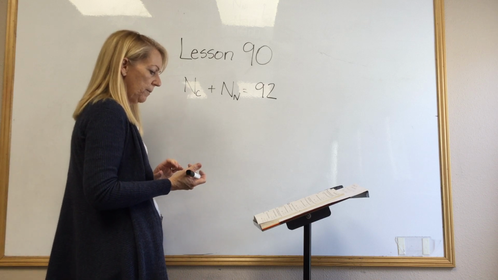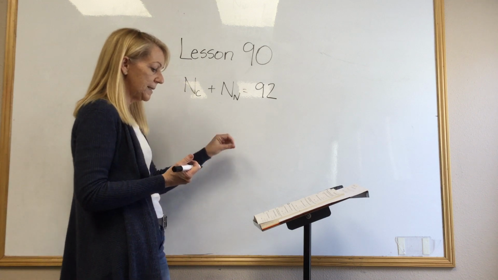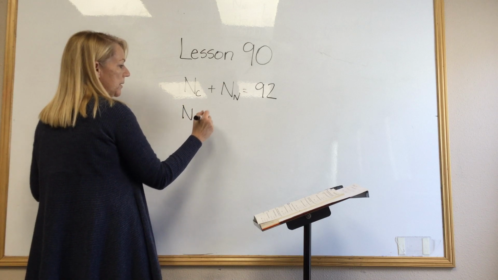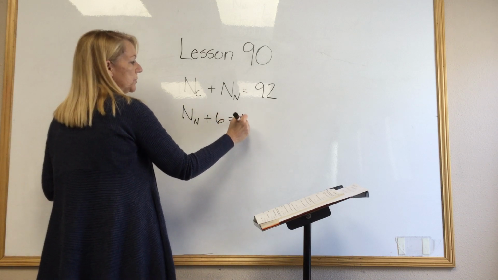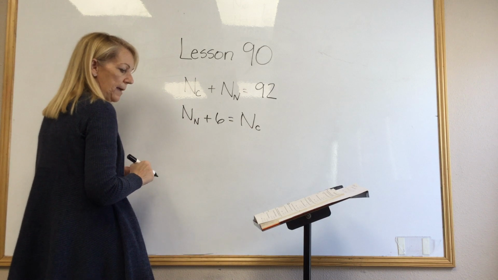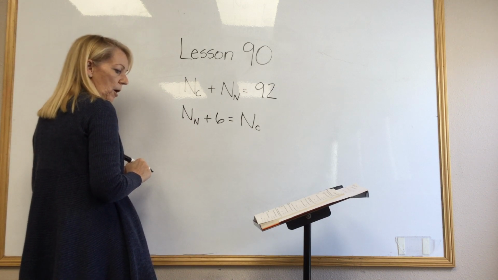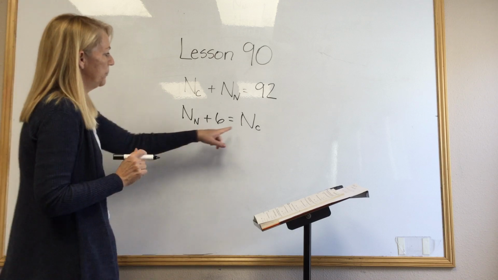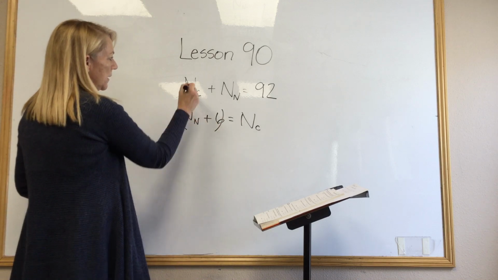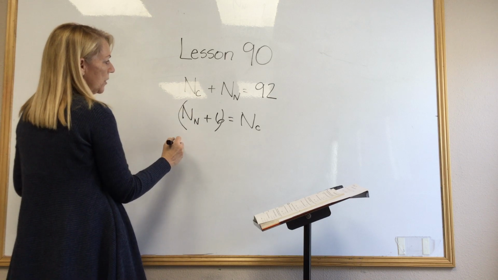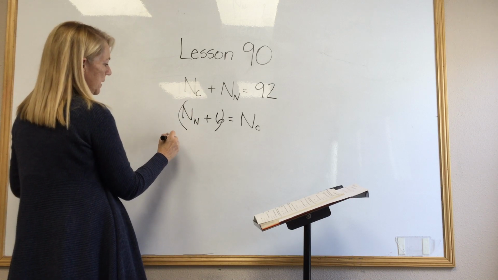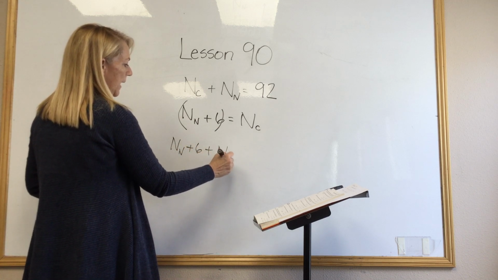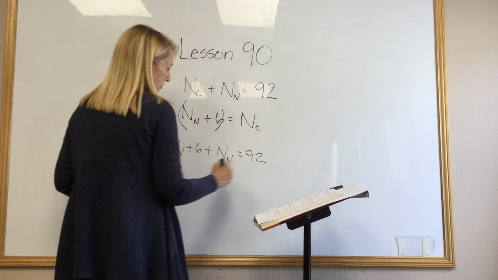So you would say Nell plus 6 equals Charles. So Nell's amount plus 6 equals Charles's part. Okay, does that make sense? So I would just go through, this is so easy. I would put this right here in the substitution. So there'd be n plus 6 plus n equals 92.